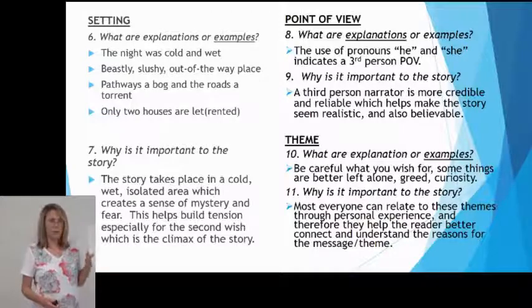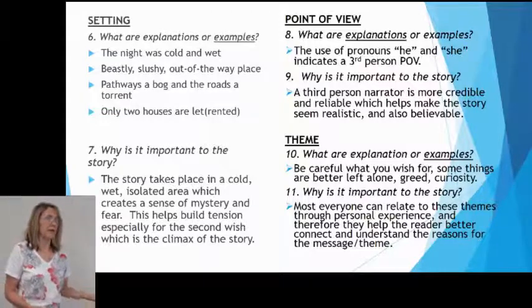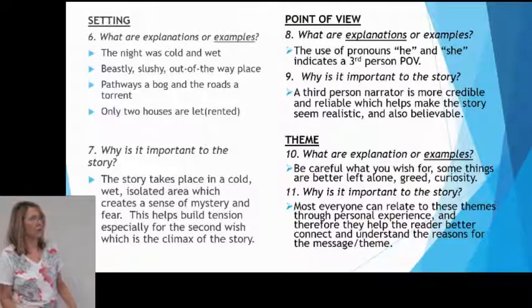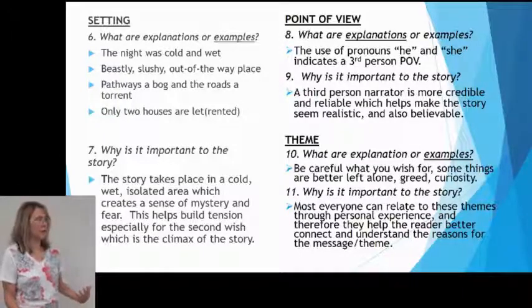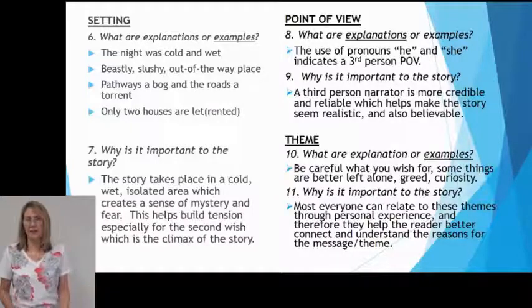All right? The theme of the story, that's where we're moving on now. This is still focused on the sheet here. It says what are explanations or examples. We're using some explanations. A couple different possible themes in this story. Be careful what you wish for. Some things are better left alone. Greed, curiosity. Those are all themes that are manifest in the story, and you could choose any one of those to write about.